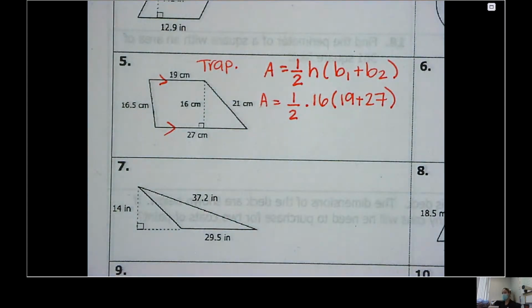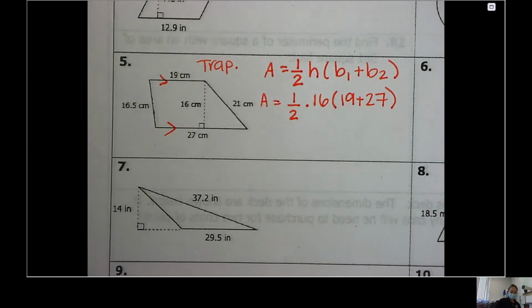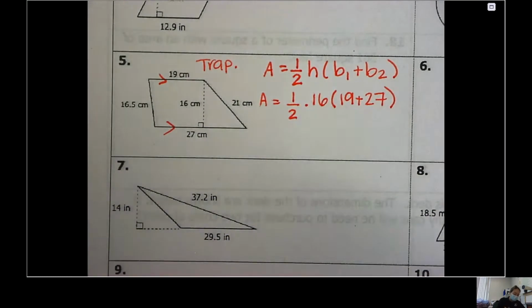What should I do first? Before I even distribute, you could distribute, but what should I do before that? What will make my life way easier? In order of operations, what comes first? Parentheses. Do you see parentheses? Yeah, so why don't we just add these two numbers together? It's going to make your life way easier. What's 19 and 27? 46. Okay, so I'm going to rewrite everything, except instead of this piece, I'm going to put 46 there.